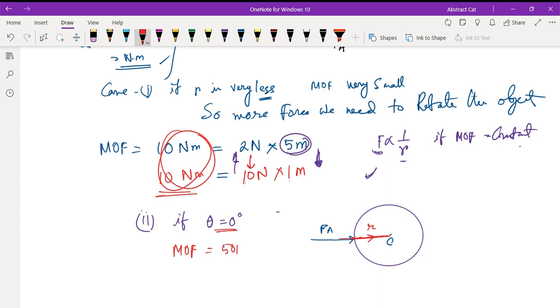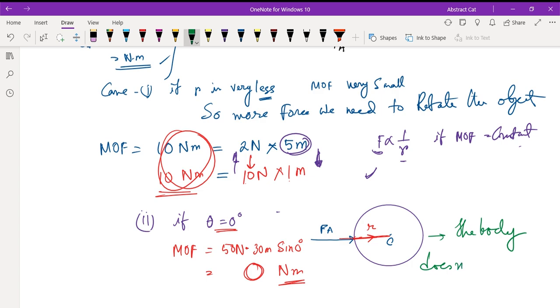In that case, the moment of force is F times R times sine theta, with F being 50 Newton and R 30 meter, and sine 0 degrees. I know sine 0 is 0, so the value is 0 Newton meter. So 0 Newton meter means that the body does not rotate.